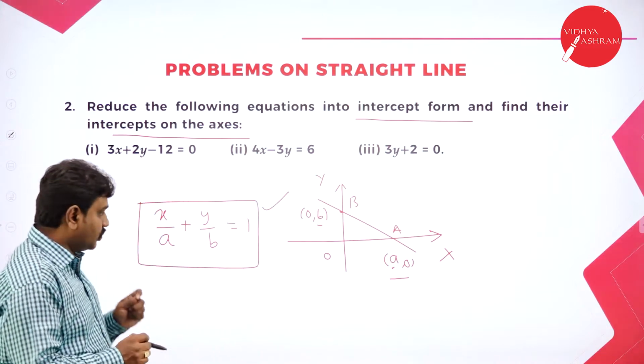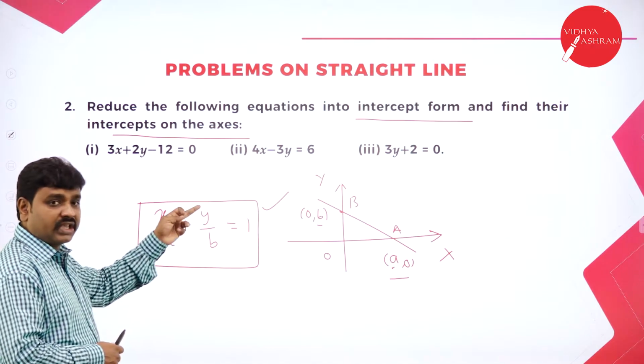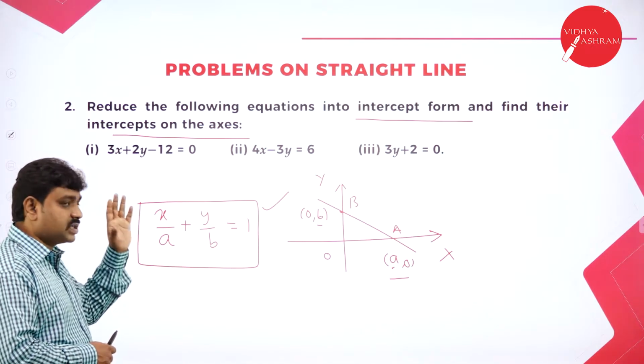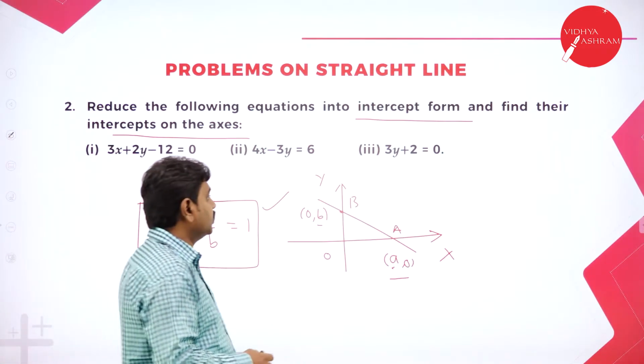I hope all of you are thorough with this. What is the intercept form of a line? x by a plus y by b equal to 1 is the intercept form of a line, where a is the x intercept and b is the y intercept.